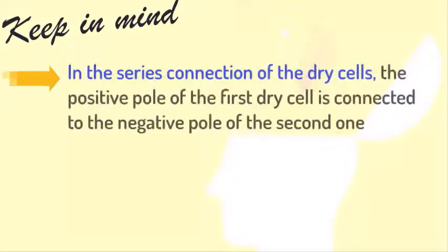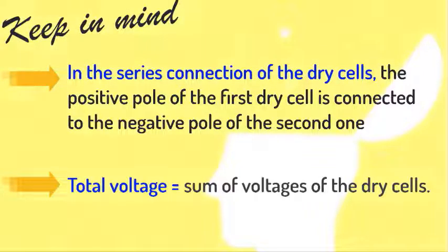So you have to keep in mind that in the series connection of the dry cells, the positive pole of the first dry cell is connected to the negative pole of the second one, and the total voltage is equal to the sum of the voltages of these dry cells.